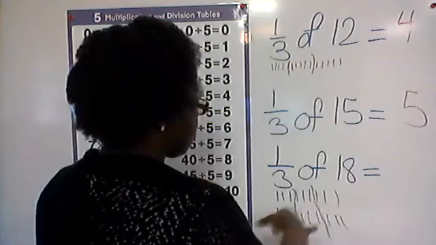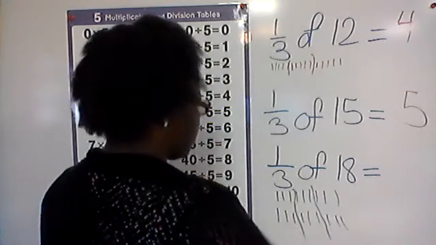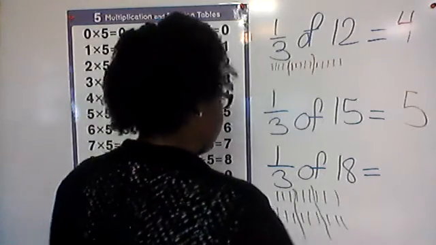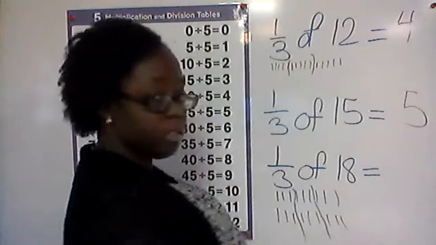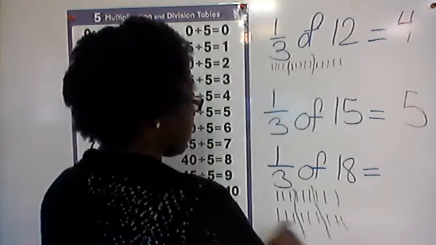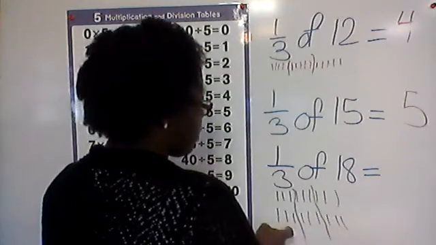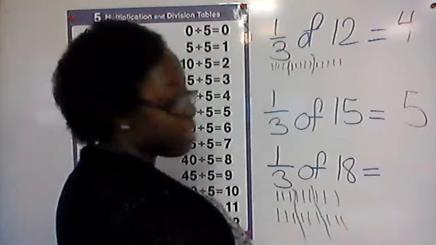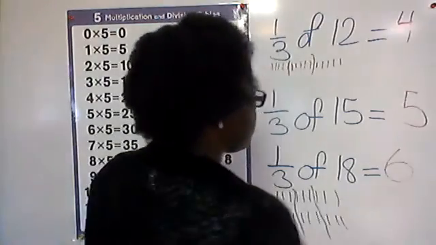Okay? So that means my answer, 1/3 of 18, equals what? Equals 3? No, it doesn't equal 3. We divided it into 3 equal parts. But how many do we have in each part? 6. So it equals 6.